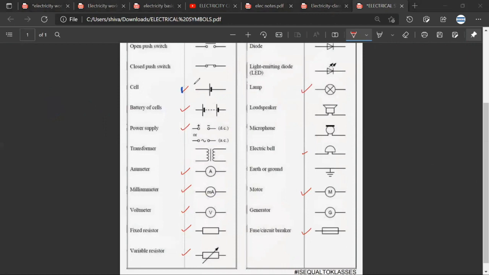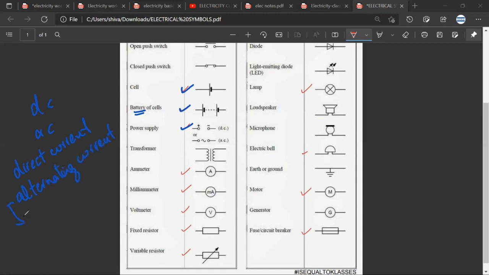So this is a symbol of a cell. When multiple cells are joined together, they form a battery. Satya, are we okay till here? Yes, sir. And this is a symbol of a direct power supply, DC. There are two kinds of power supplies. One is DC, one is AC. Just remember, DC stands for direct current and AC stands for alternating current.